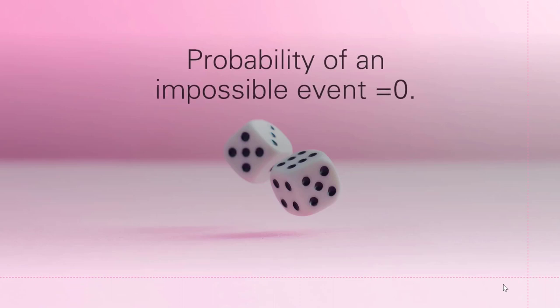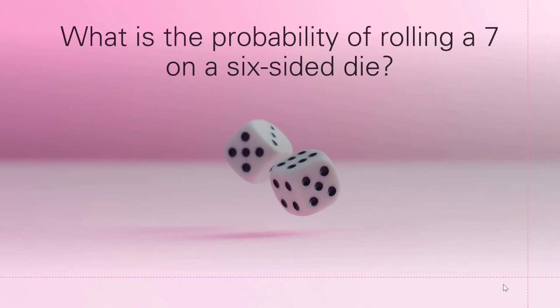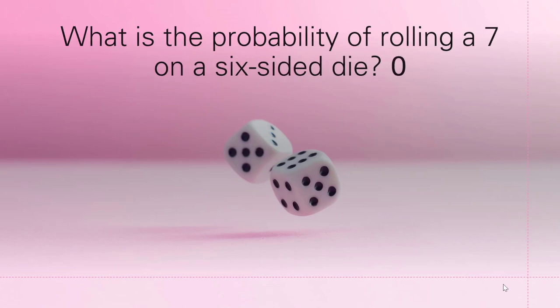The probability of an impossible event is zero. In other words, impossible events cannot happen. For example, what is the probability of rolling a 7 on a six-sided die? As the number 7 never appears on the face of a six-sided die, the event is impossible. Therefore, the probability is zero.